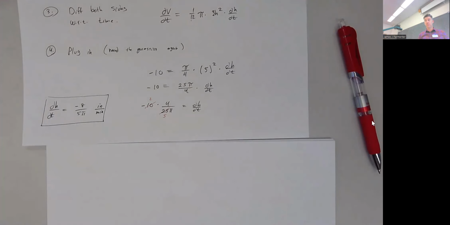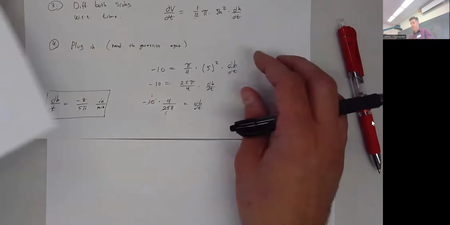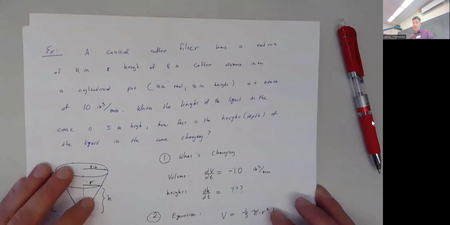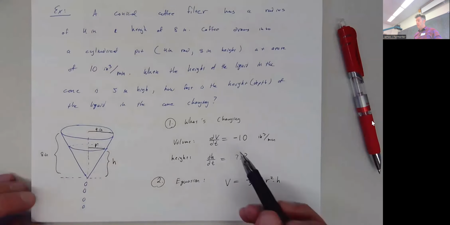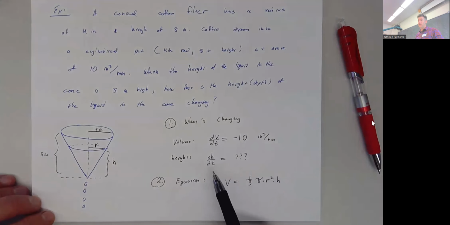How do you know? Because of the chain rule. But here's an easier answer, I feel like. When we started this off, we identified, and this is why I think it's important to do this, we identified what's changing. We knew that dv/dt was changing, its rate of change is -10, and we wanted to find dh/dt.